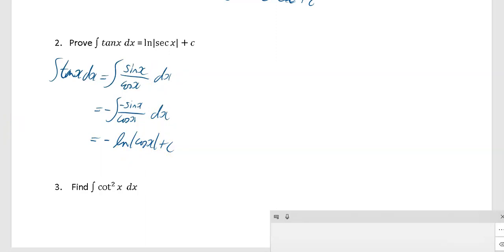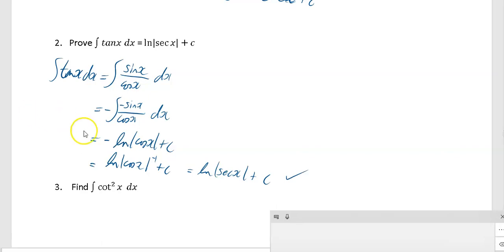Okay, if we just move on from this, what you can then do is bring the minus up. That minus in front really is minus 1. So it can come up and you've got modulus of cos x all to the power of minus 1. The power of minus 1 means the reciprocal of it, and the reciprocal of cos is sec. So that is modulus of sec x plus c as required. So you know you've got this right.